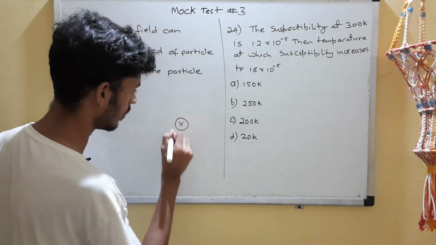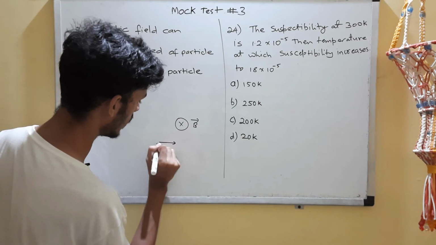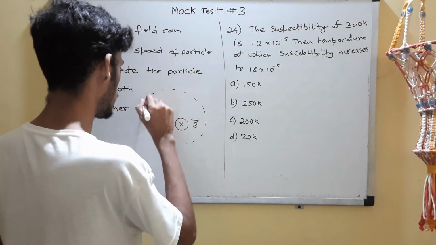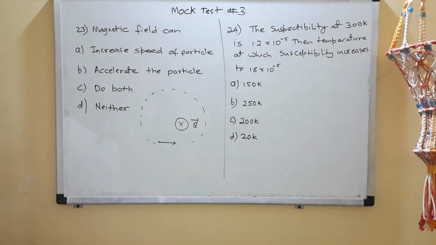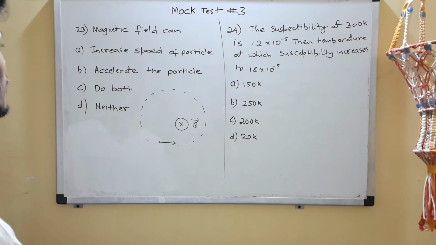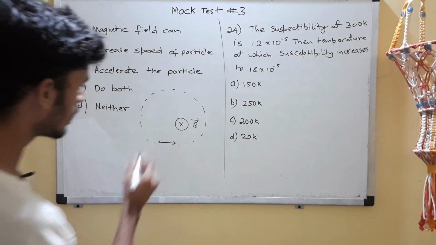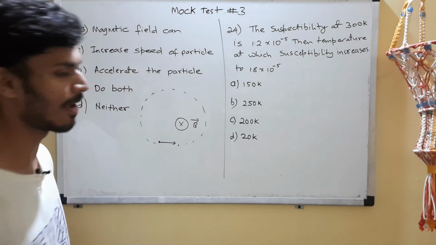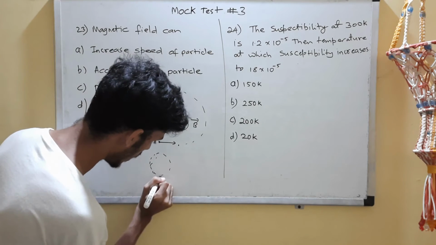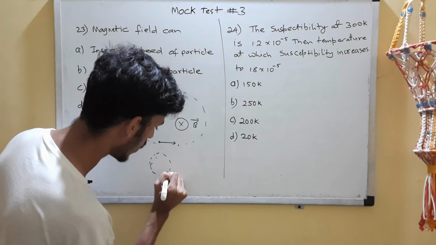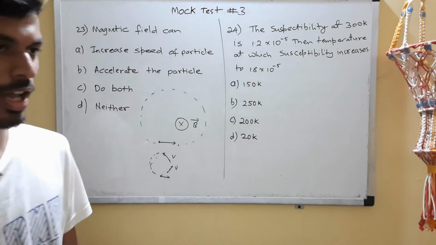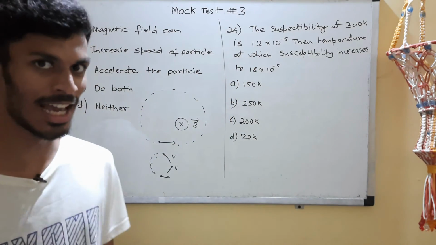Suppose we have a magnetic field like this, and we have a particle which is moving with velocity v in this direction. It will perform uniform circular motion. Every uniform circular motion is an accelerated motion. I hope you know the concept of circular motion, because this particle is changing direction at every instant of time. At this point the velocity is like this, at this point the velocity becomes like this, at this point the velocity is like this. So at every instant of time the velocity is changing its direction.